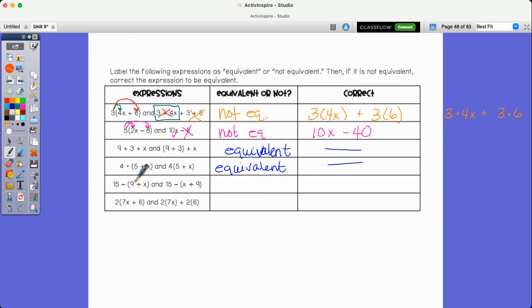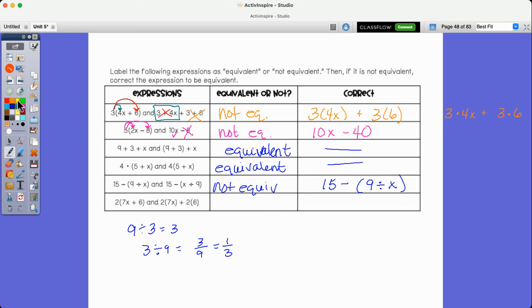Is 15 minus the quantity 9 divided by x the same as 15 minus the quantity x divided by 9? Well, if we knew what x was, let's say it was 3. I could do 9 divided by 3 is 3. Is 3 divided by 9 3 also? No, 3 divided by 9 is 3 over 9, which is 1/3. So these are not equivalent. And to rewrite it, the only way you could do that is 15 minus 9 divided by x. You have to have that 9 in front.